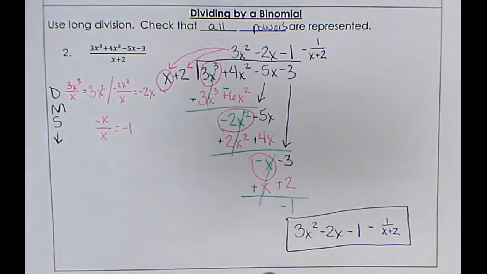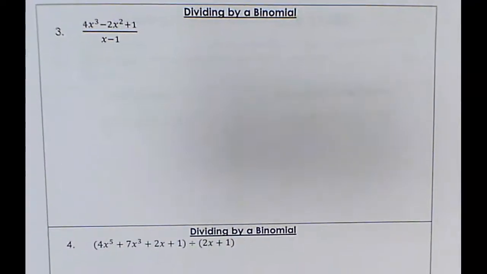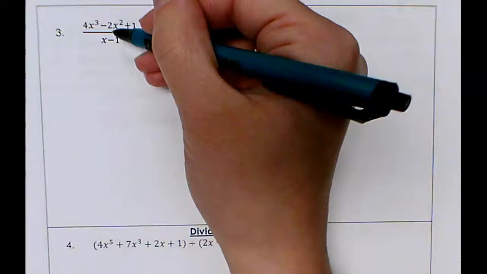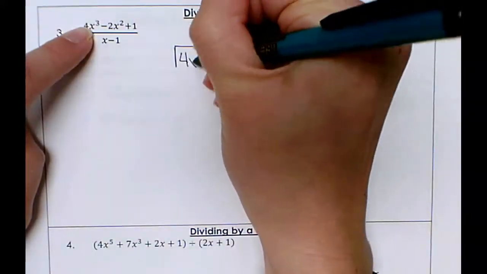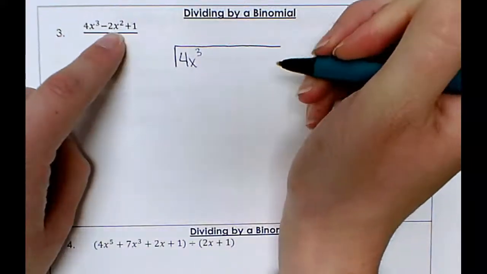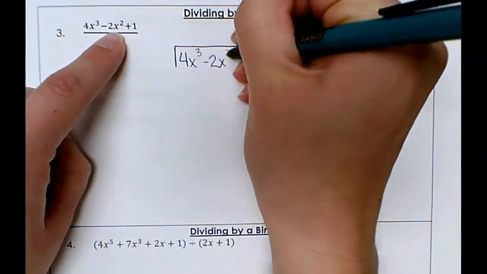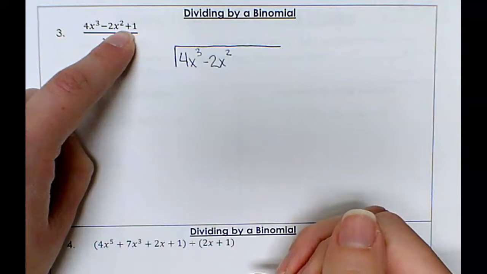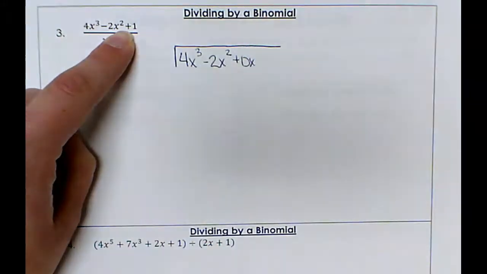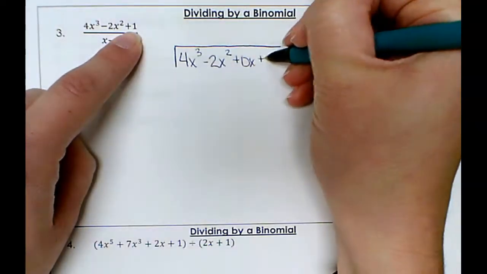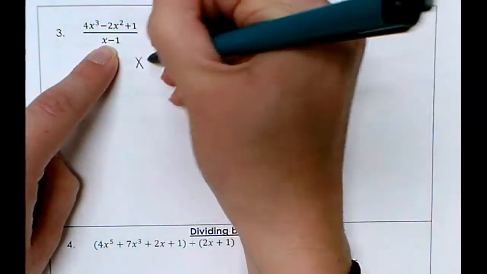So let's go to number 3. Number 3, I'm going to help you set up, and then I'm going to see if you can try it on your own, and then check back. So on number 3, top in, bottom out, draw my little division house. I have 4x cubed. Next term should be an x squared, and it is. Next term should be an x. Do we have one of those? No, so here we need to add in a 0 term, a 0x term, and then plus the constant. And we're dividing by x minus 1.